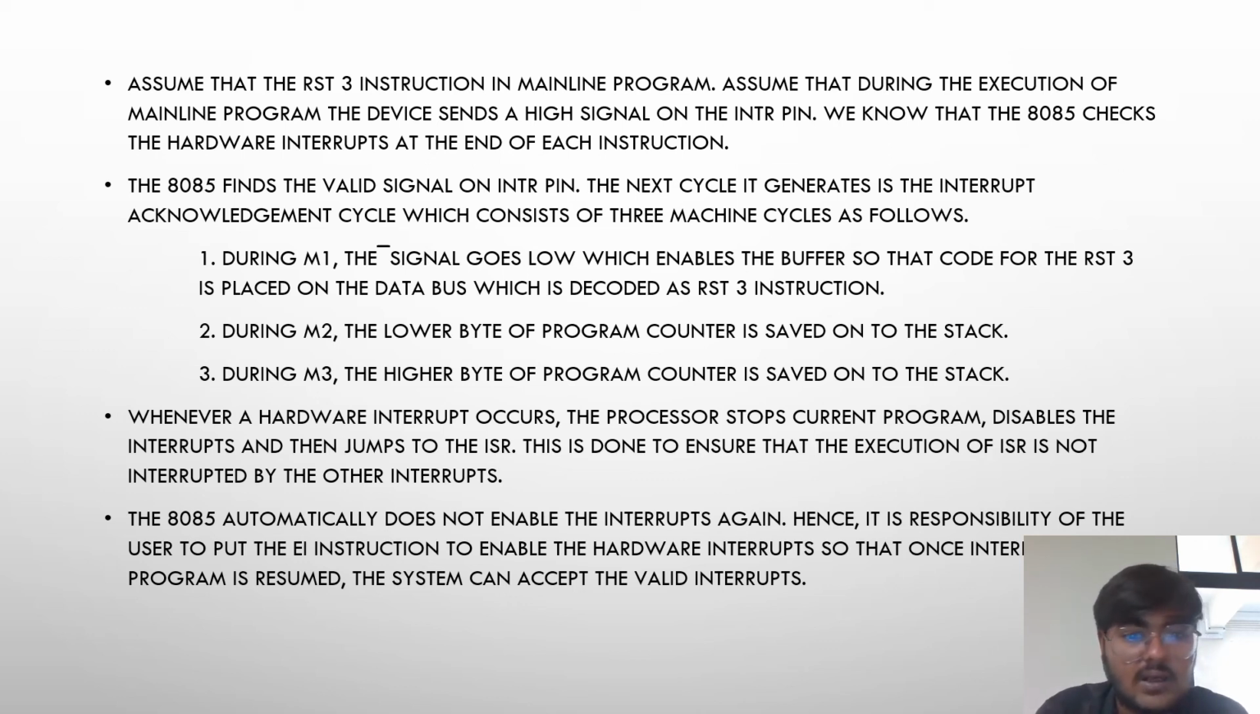Whenever hardware interrupts occur, the processor stops the current program, disables the interrupt, and then jumps to the ISR. This is done to ensure that the execution of the ISR is not interrupted by other interrupts. The 8085 does not automatically enable the interrupts again. Hence, it is the responsibility of the user to put the EI instruction to enable the hardware interrupts, so that once the interrupt program is resumed, the system can accept valid interrupts.